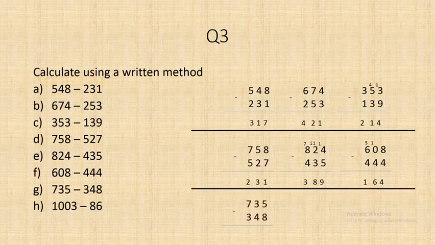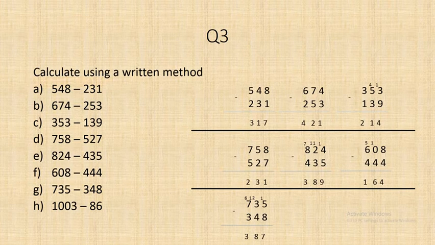Okay, 735 minus 348. So 5 minus 8, I can't do that. So I have to borrow. So this 3 is going to be 2, and this 5 is going to be 15. 15 minus 8, yes, it's 7. And 2 minus 4, I can't do that. So I have to borrow from the 7, so it's going to be 6. And this 2 is going to be 12. 12 minus 4 is going to be equal to 8, and 6 minus 3 equals 3.